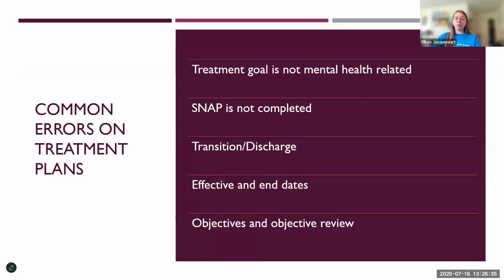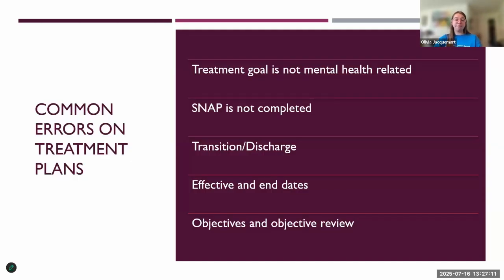And some common errors to look out for when you are reviewing treatment plans include the treatment goal or the treatment plan in general are not mental health related. So maybe it has something to do with medical health or their mobility. The SNAP portion of the treatment plan is often not filled out correctly. So we may be seeing things like none reported, entered where it is not supposed to be. All clients should have strengths, needs, and abilities notated, and nothing should be left blank. The transition and discharge section do not specify those outpatient services.